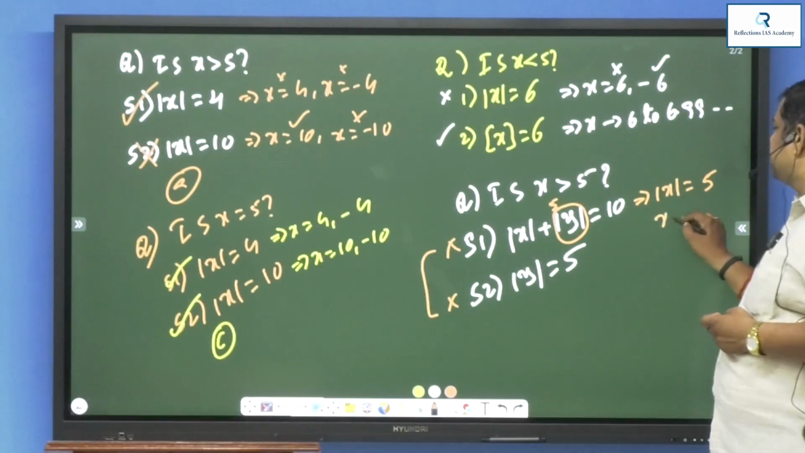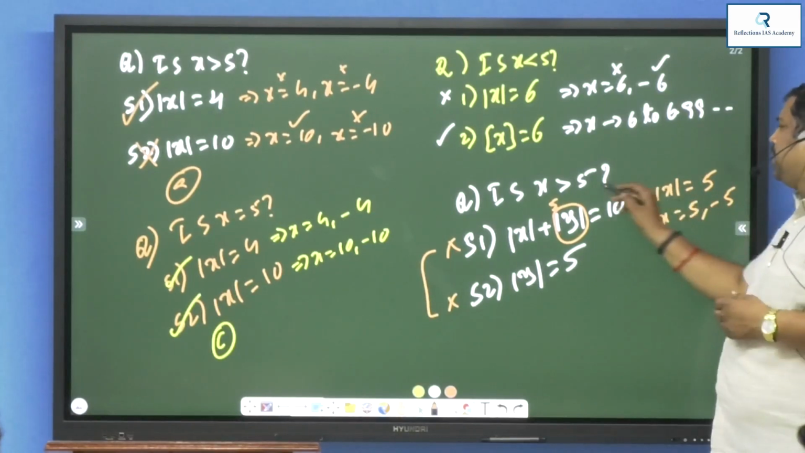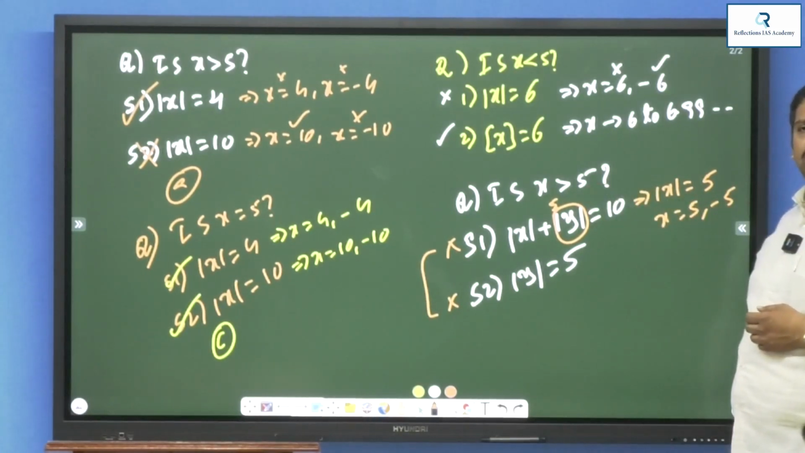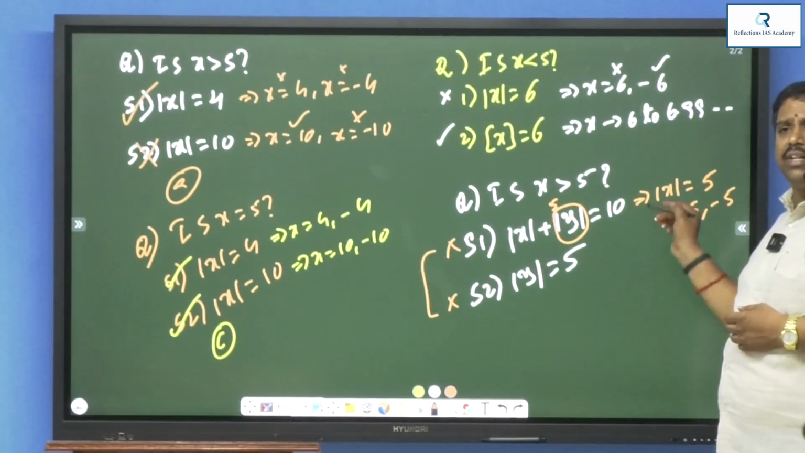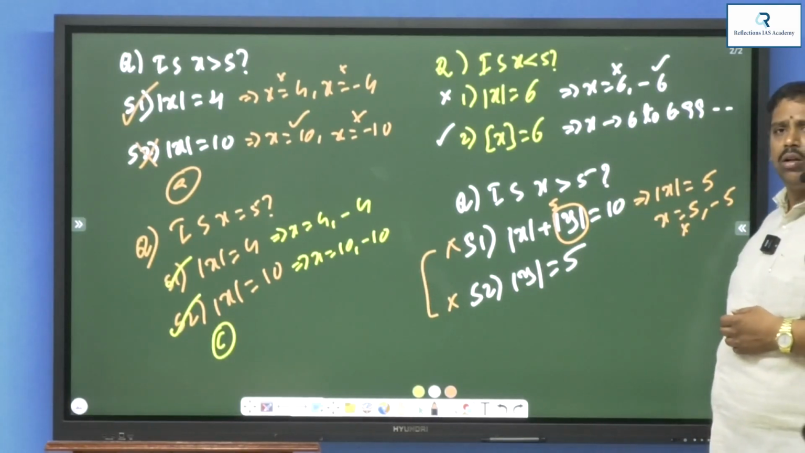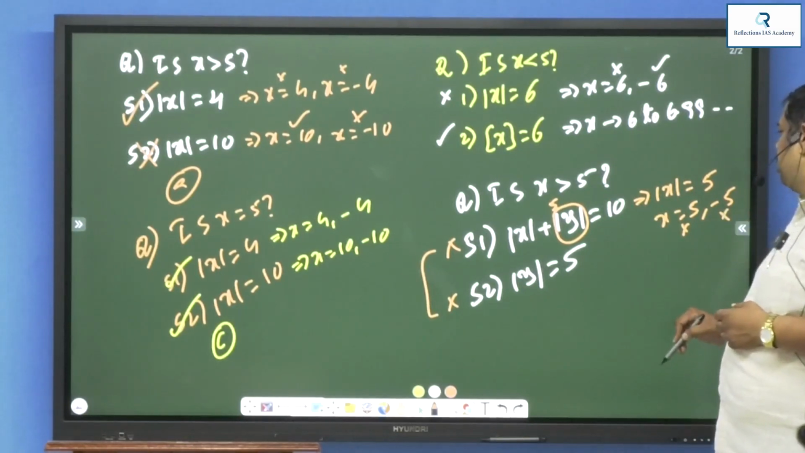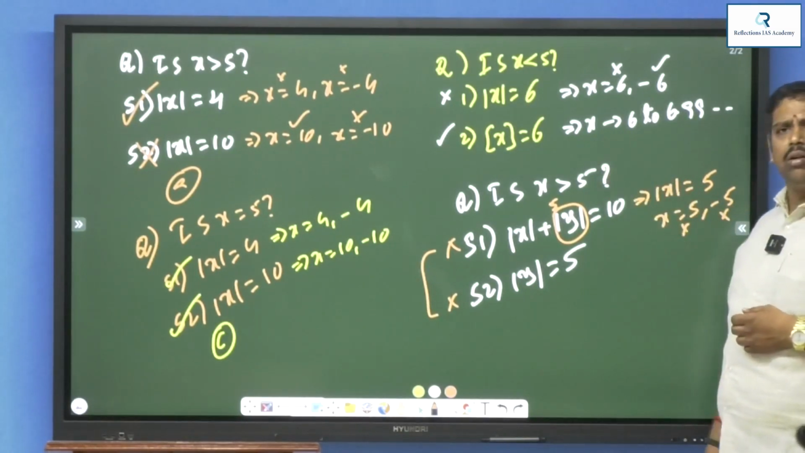Mod x is equal to 5 means x is equal to 5 or minus 5. Yes or no? Okay, if x is equal to 5, this is correct or wrong? X is equal to 5, that is correct or wrong? X is equal to minus 5, that is correct or wrong? I am asking you only. Wrong. Okay, both the cases it is wrong. Means I can conclude that that is wrong.